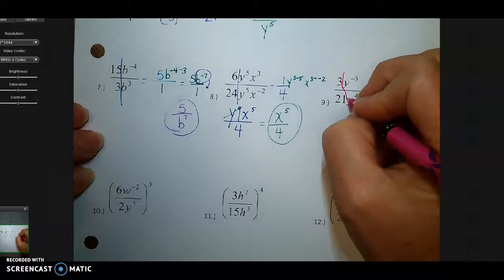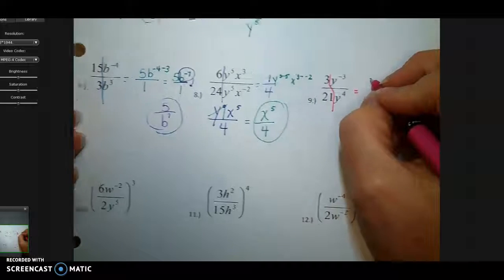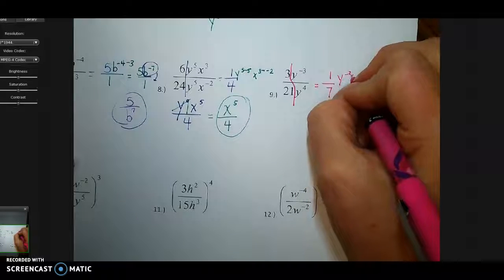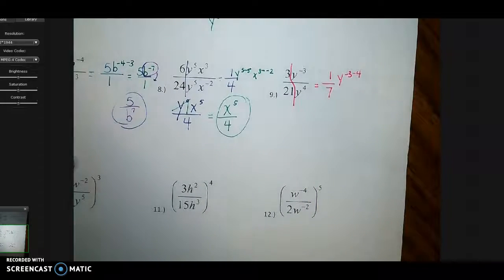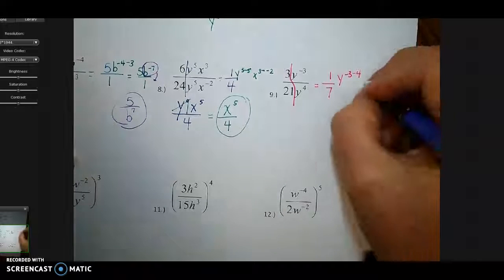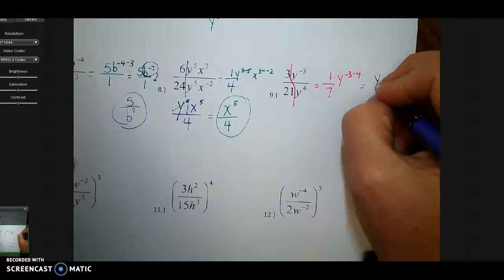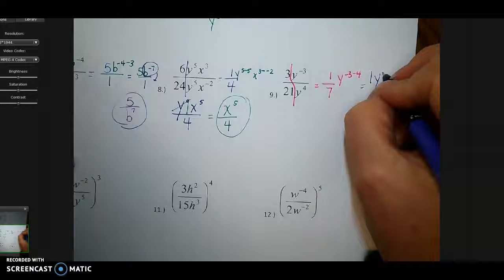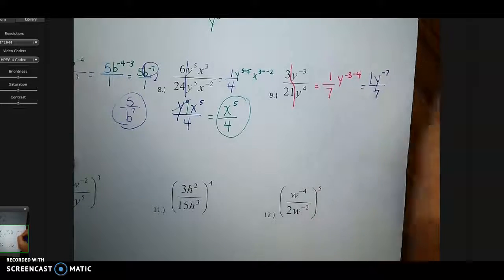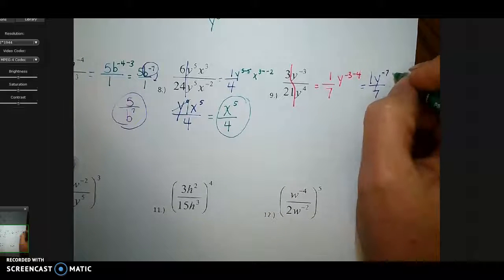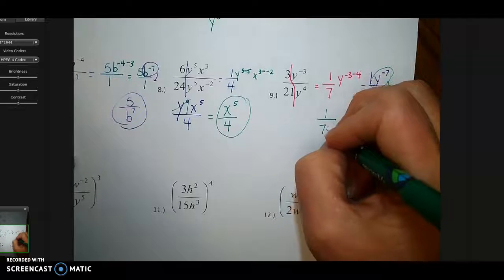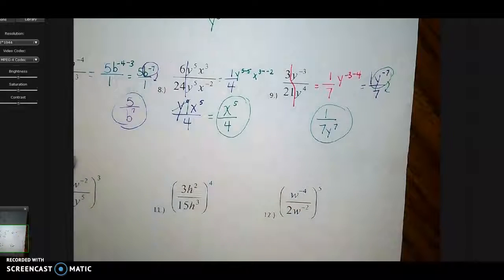Next problem here. Once again, reducing. And then I have y to the negative 3rd minus 4, which equals y. I'm multiplying it times 1. I don't necessarily need that, but I can keep it there. This is what's moving down, so I'm going to end up with a 1 over 7y to the 7th.